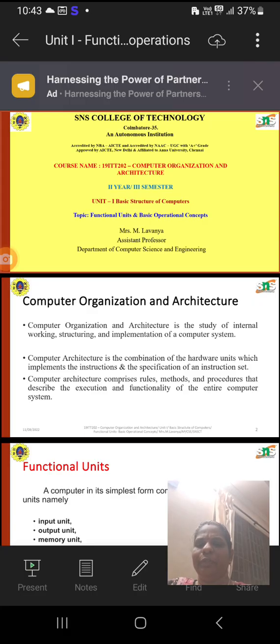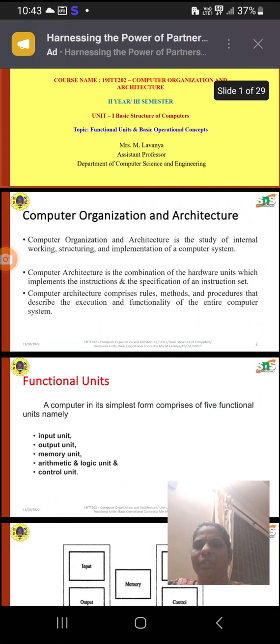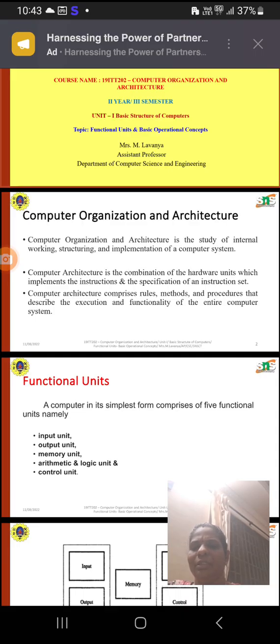Here, computer organization and architecture is the study of the internal working and structure of the implementation of computer systems. So, computer architecture is the combination of hardware units implemented in mechanisms and the application of an instruction set. Computer architecture comprises the rules, methods and procedures and describes the execution and function of the entire computer system.